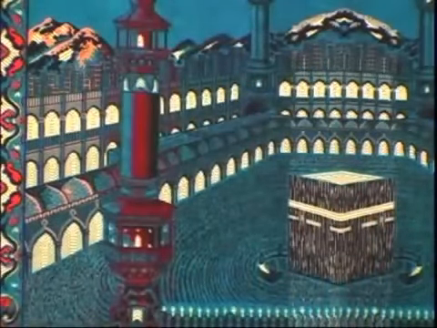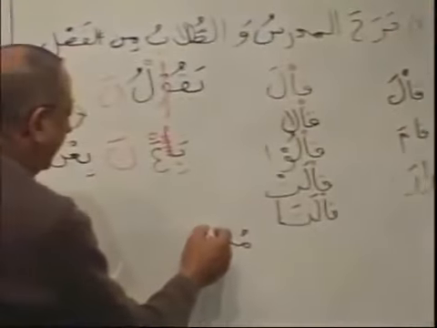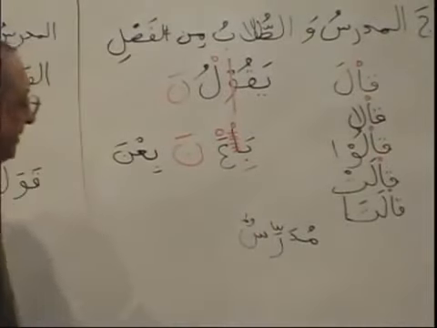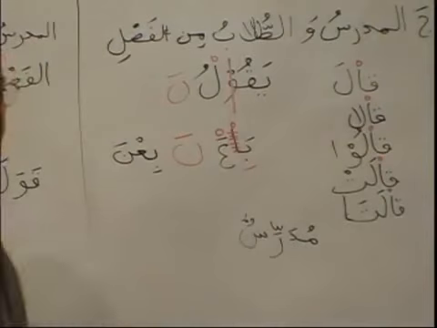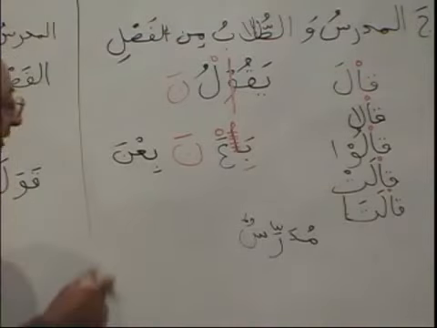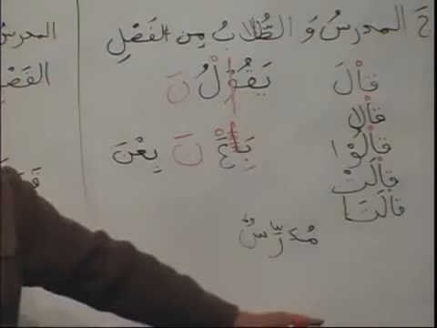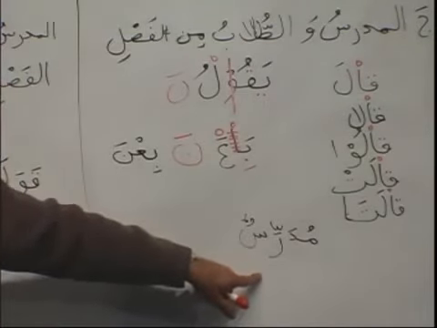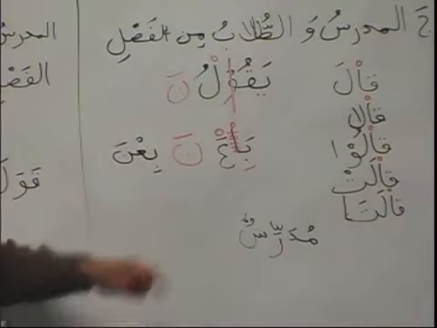And before anything else, I will also write here a couple of things for you. Mudarrisun. Are you with me, brothers and sisters? How do I make it into jama? I will add Waw and Noon. Remember, Waw and Noon. Mudarrisun. That is why it is called sound plural, because you did not make any change in its base form. Mudarrisun remained. All you added was Waw and Noon.